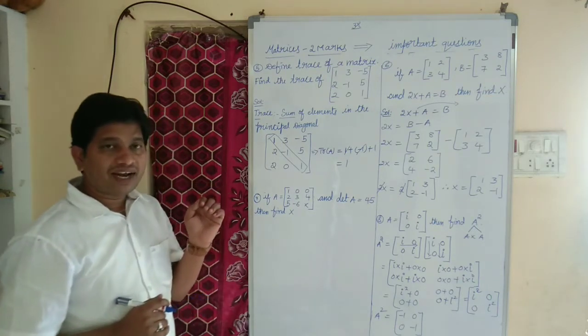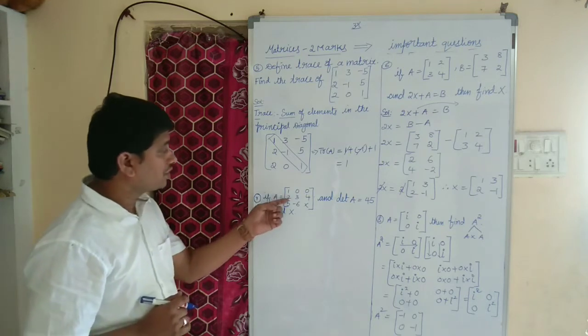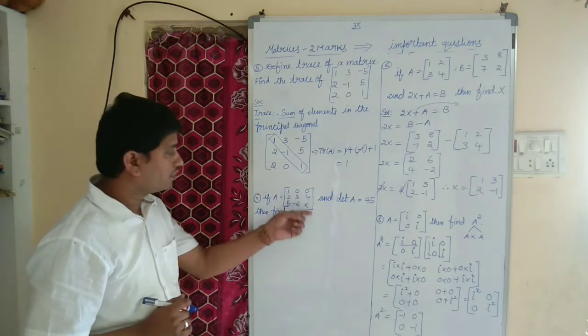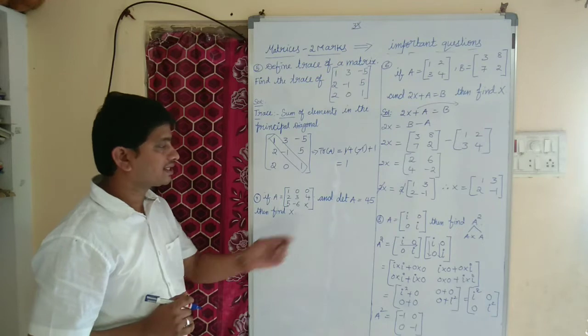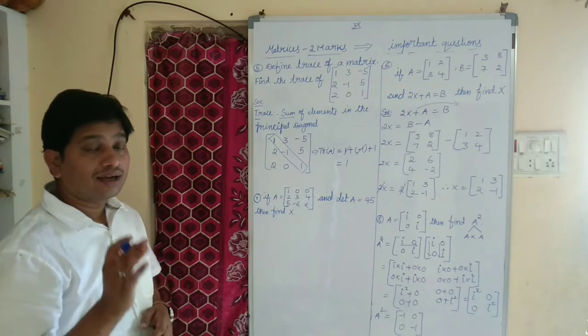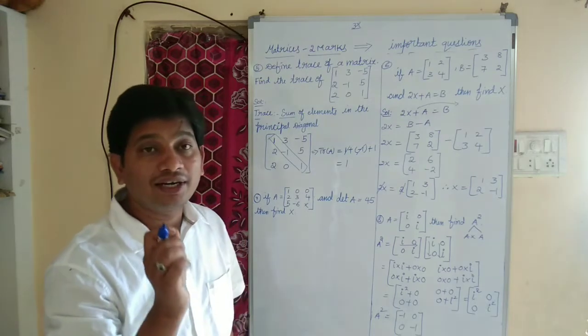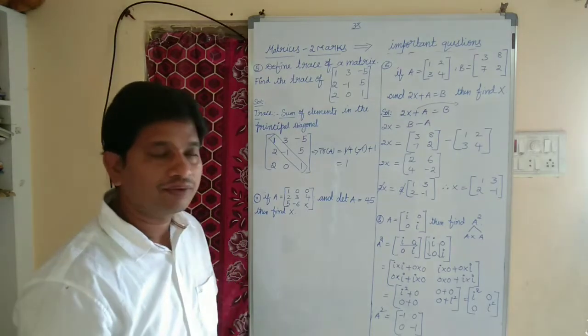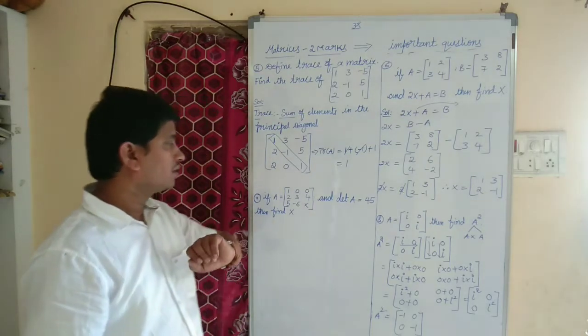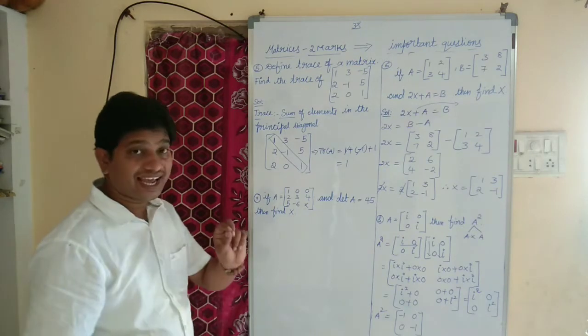Given matrix A is [1, 0, 0; 2, 3, 4; 5, -6, x], and det A is given as 45. What is the meaning of det? Determinant of matrix A is given as 45. We need to find the value of x.